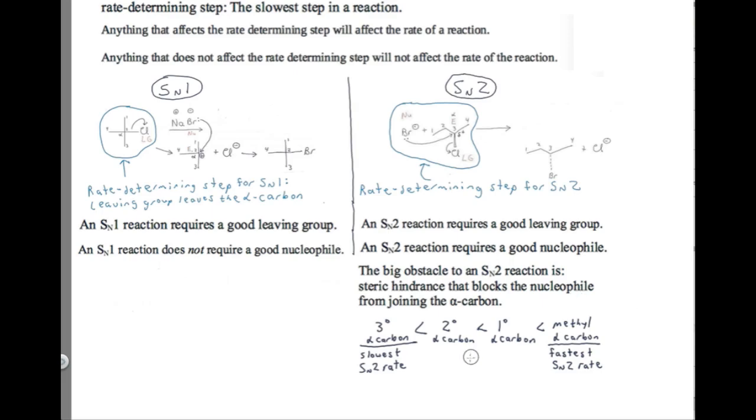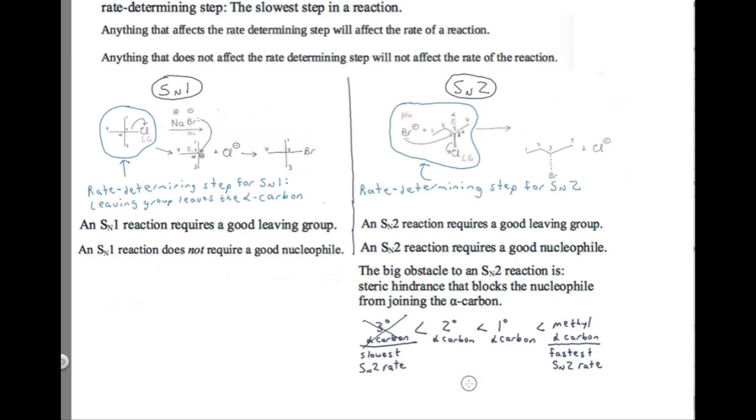Now, you should also know that as a result of this, there are some alpha carbons that can't do SN2 at all. So do you know which types of alpha carbons really just can't do an SN2 reaction? The answer is tertiary alpha carbons. Tertiary alpha carbons have so much steric hindrance that the SN2 reaction would be so slow for a tertiary alpha carbon that it's of no practical importance. So we would say that a tertiary alpha carbon can't do an SN2 reaction.